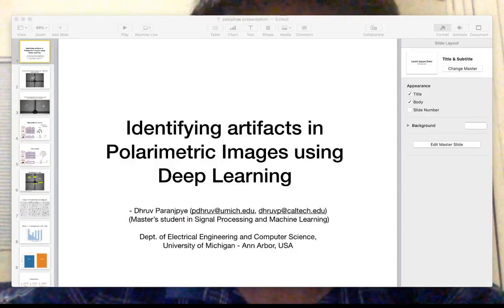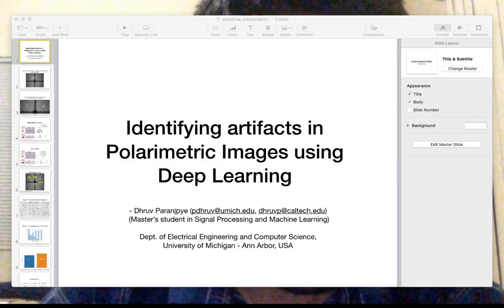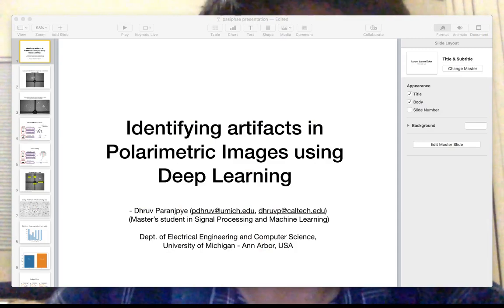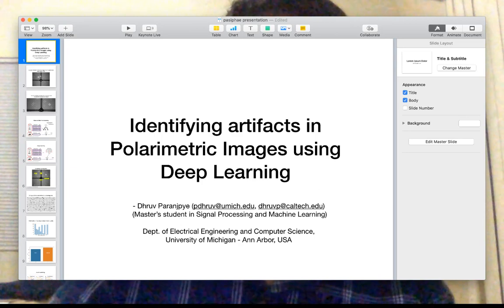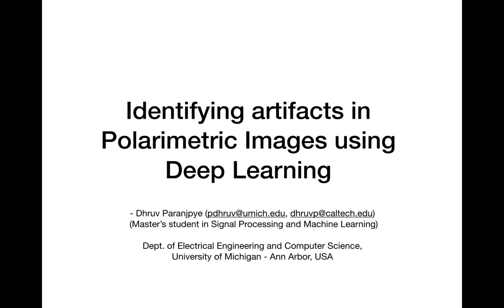So, today I will be talking on automatically identifying artifacts in polarimetric images using deep learning techniques. To do so, I will be using the RoboPol image dataset that was obtained between 2013 and 14, and will be showing the promising results and the promise of this method for the upcoming WALOP polarimeter.